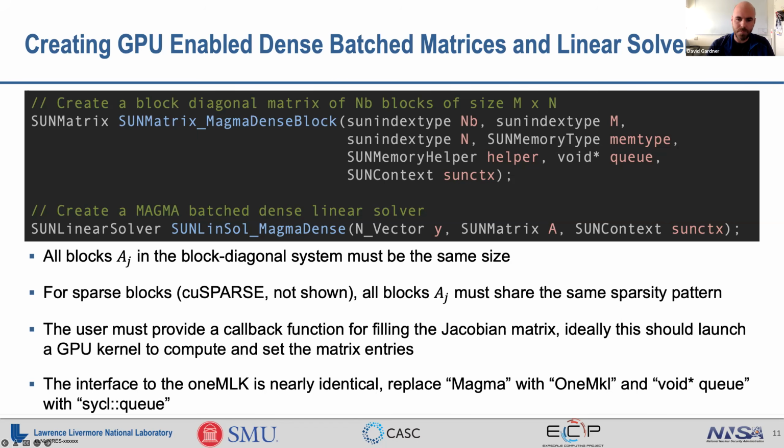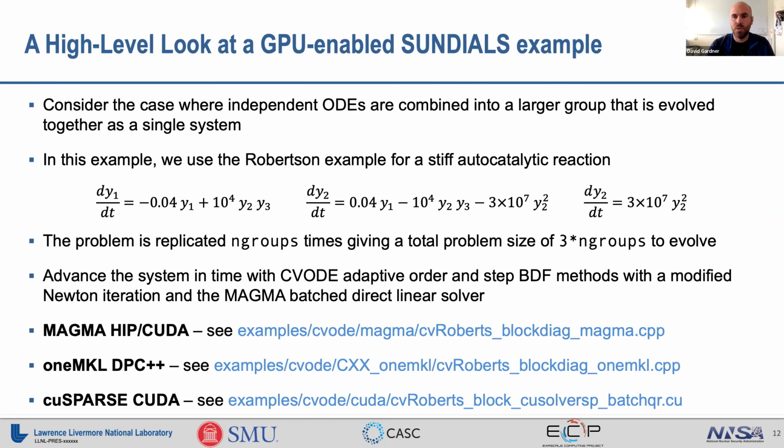All right, so I'm going to take a quick trip through a high-level look over an example that uses these solvers to do this sort of grouping strategy, where you're doing several independent local solves or local evolutions of a system, but they're small, so you're going to group them together into a larger system to be able to leverage the device better. And so we're going to look at this 3 species Robertson's kinetics problem, where we've got a system of 3 ODEs, and then we're going to do several of those systems together. So we're going to have n groups of those.